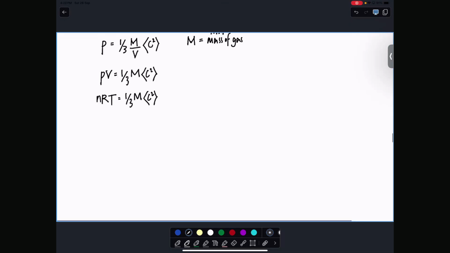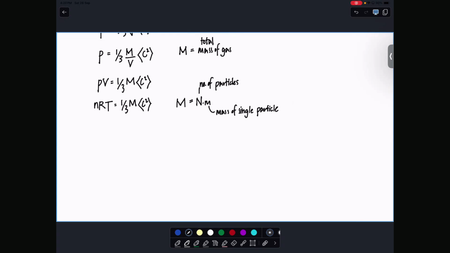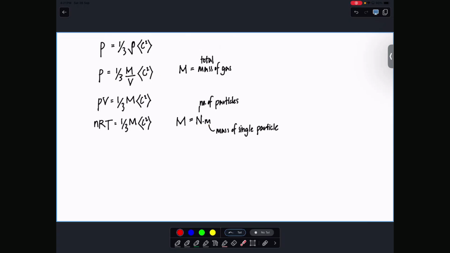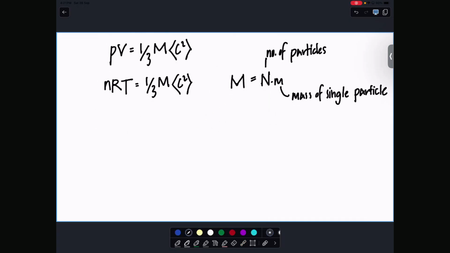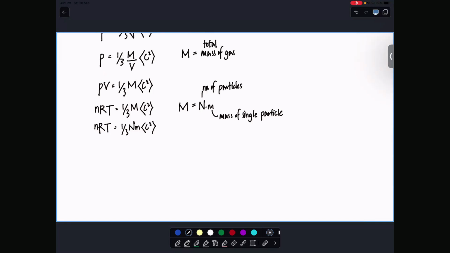Now, how can I convert the total mass of the gas in terms of the number of particles? What is the equation? Yes, exactly. Capital N into small m. Why? Capital N is the total number of particles, and small m is the mass of one particle. Do you agree that the total mass is equal to the mass of one particle into the total number of particles out there, right? So if I replace that here, I get nRT equals 1/3 Nmc squared. Okay, now we need to do something. Can you tell me what's the relationship between capital N and small n?